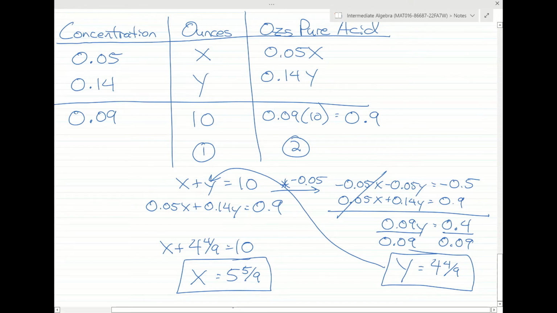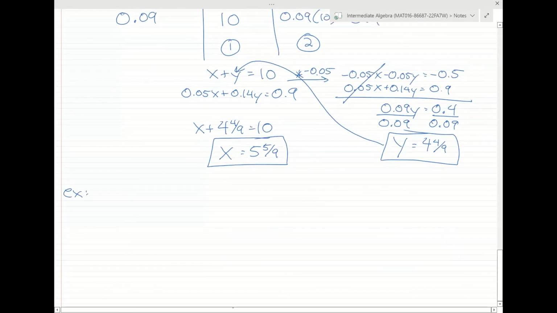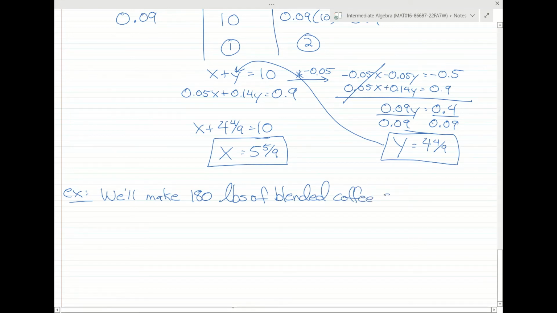So let's take a look at the next one here. We'll make 180 pounds of blended coffee, selling for $4.39 per pound.